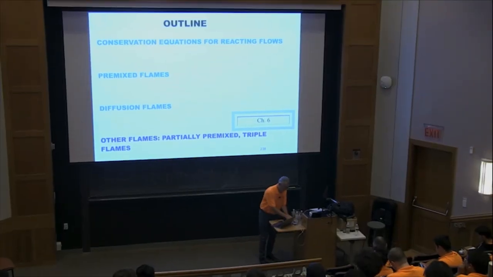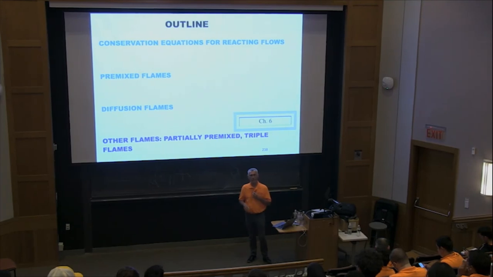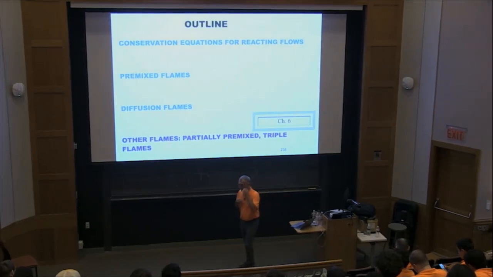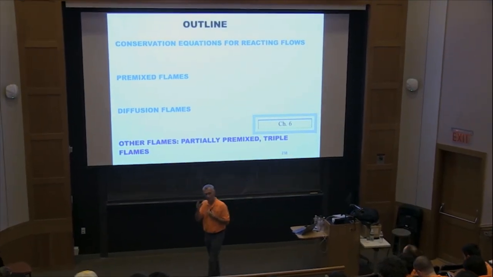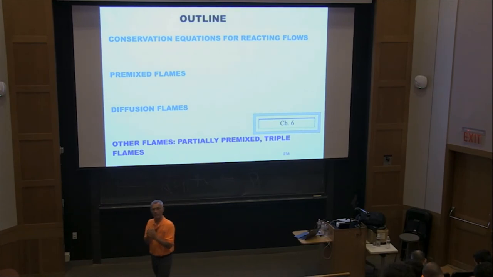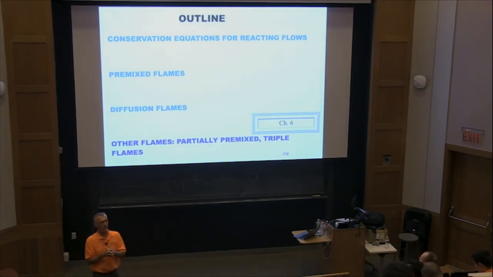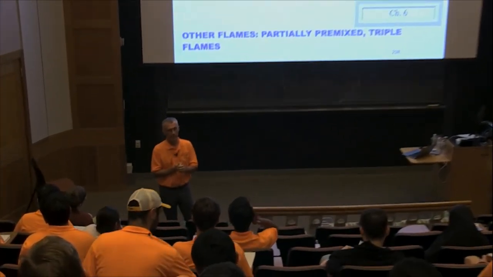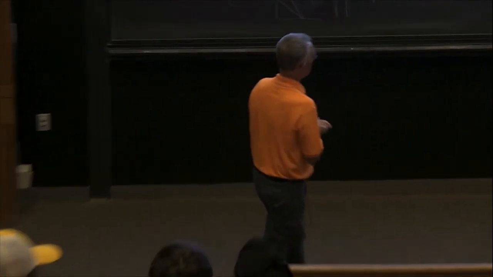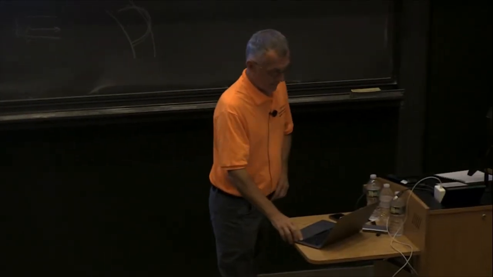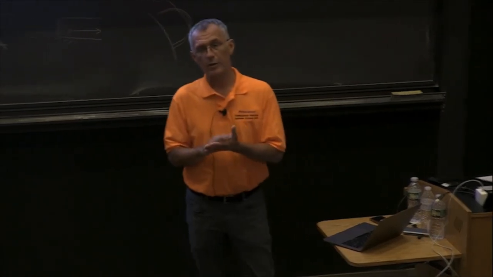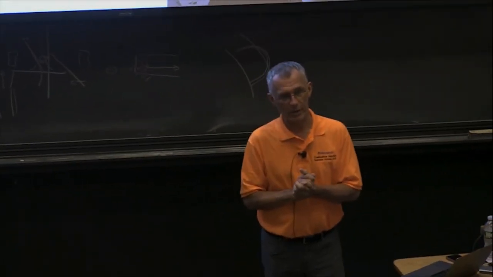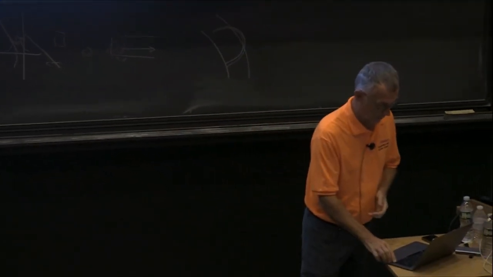Okay, let me finish the basics by saying that we have talked about perfectly premixed flames, and we talked about perfect diffusion flames. Does that cover the whole range of possibilities? No. There are other flames, which are actually quite interesting and important. One of them is what we call triple flames or edge flames, and the other one is partially premixed flames.